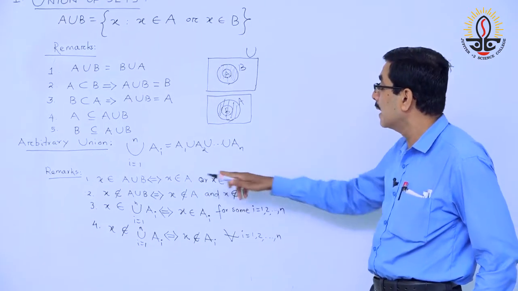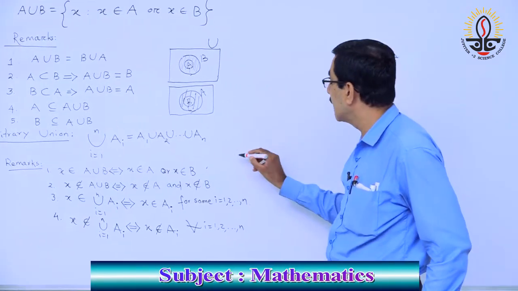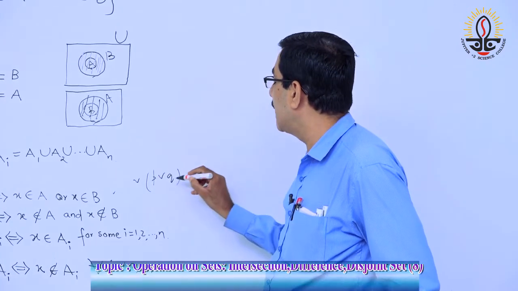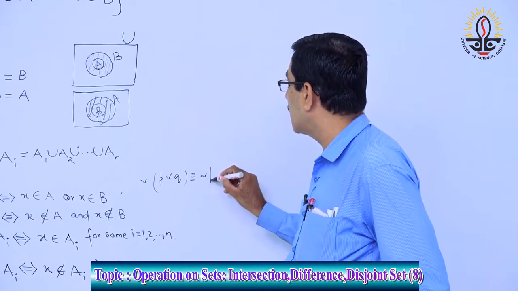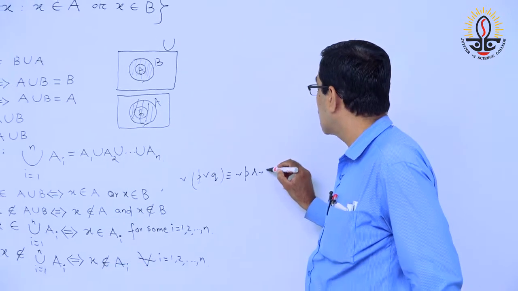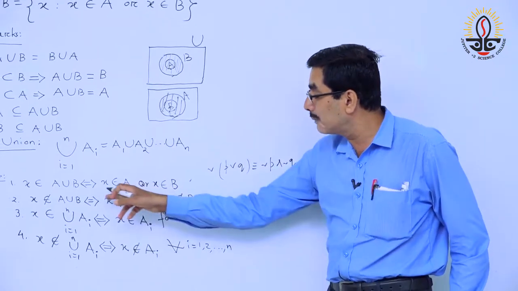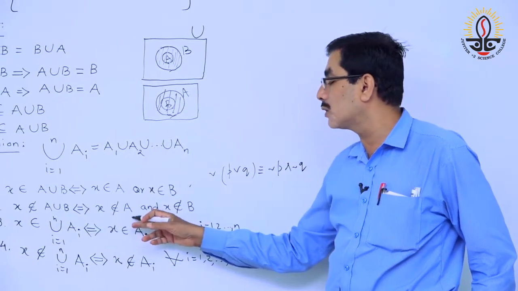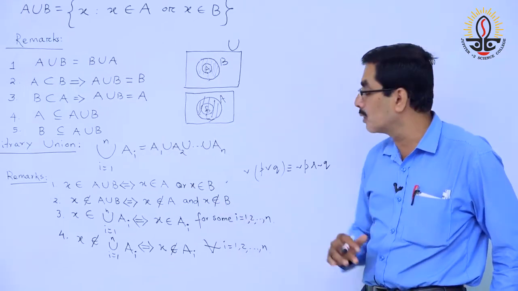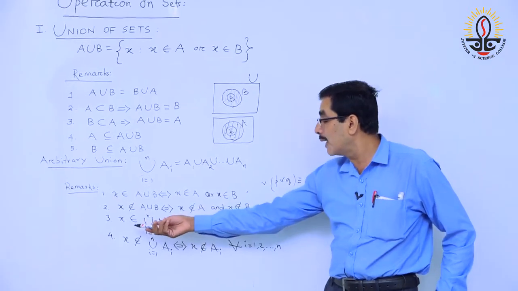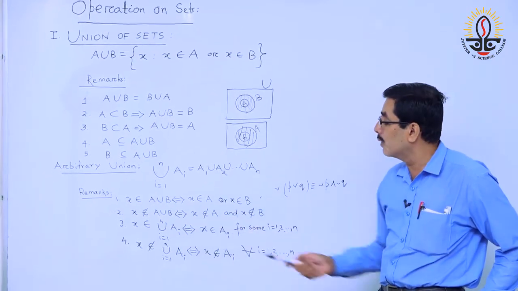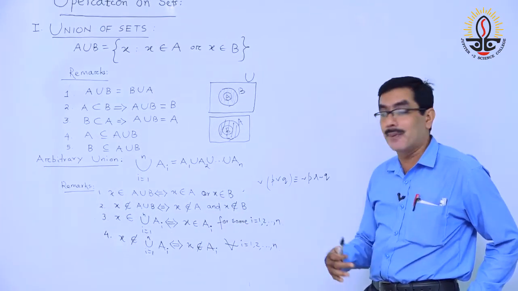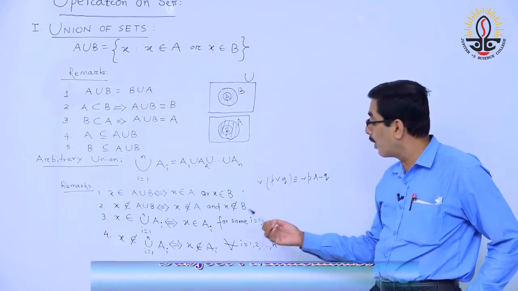How is it happening? This is P or Q, and this is the negation of P disjunction Q, which is equivalent to negation of P conjunction negation of Q. So x belongs to A or x belongs to B, its negation is x does not belong to A and x does not belong to B. And in the third one, x belongs to union over i equal to 1 to n of Ai implies and is implied by x belongs to Ai for some i.